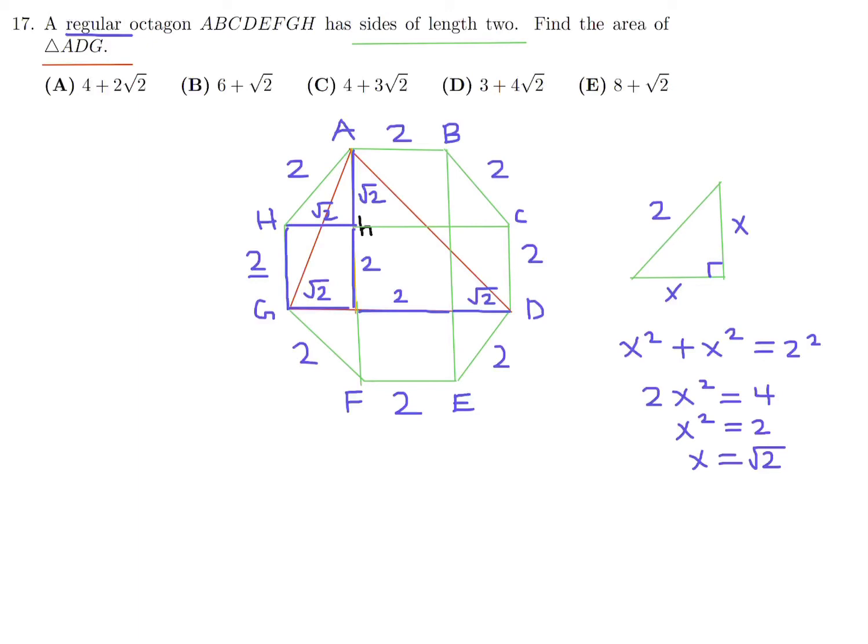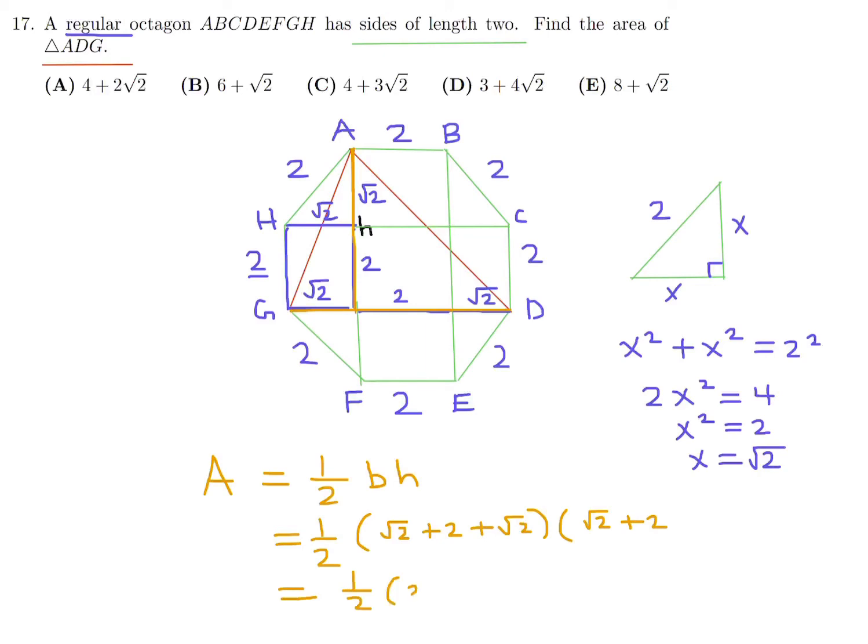So now we have everything we need to figure out the area of that red triangle. Area of the red triangle, which is ADG, is 1/2 base times height. The base is this right here, which is root 2 plus 2 plus root 2, and the height is top to bottom like that, which is root 2 plus 2. All right, so let's do this here. We got 1/2 times (2 root 2 plus 2) times (root 2 plus 2).